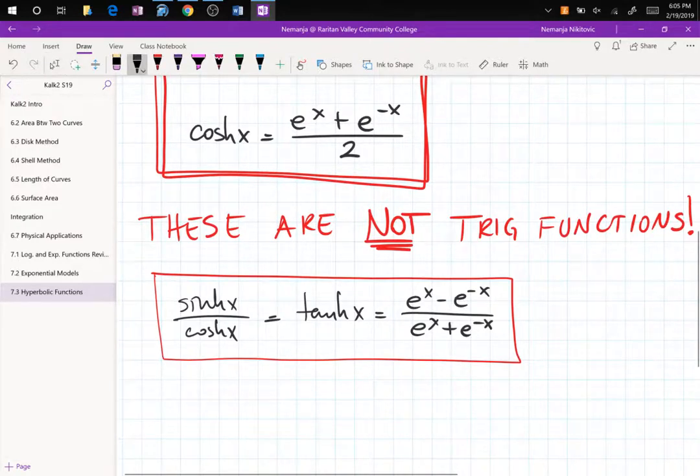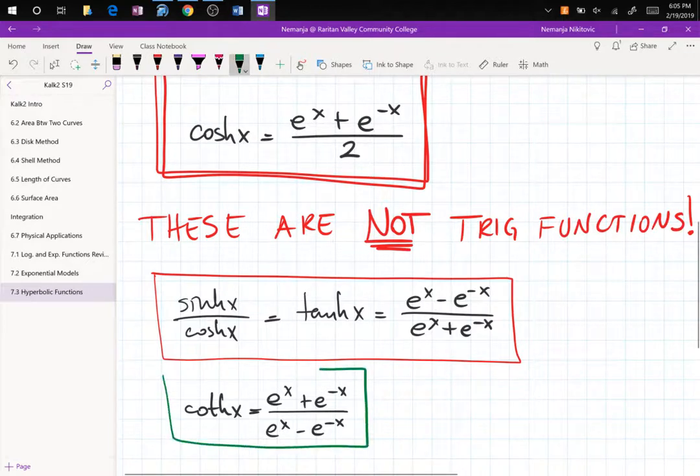And then you have cotangent hyperbolic x, which would be the other way around, so e to the x plus e to the minus x over e to the x minus e to the minus x. Let's put a green one on this one.